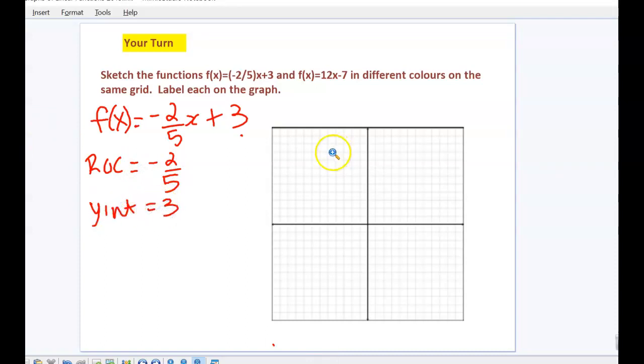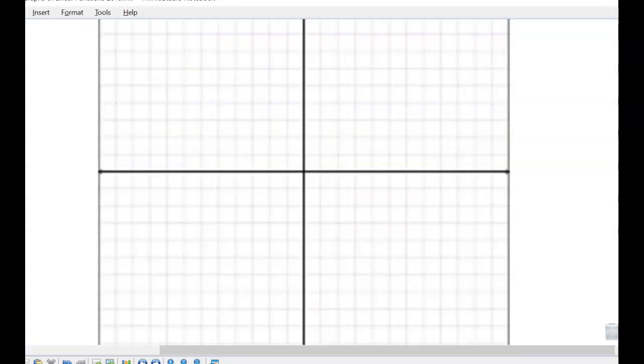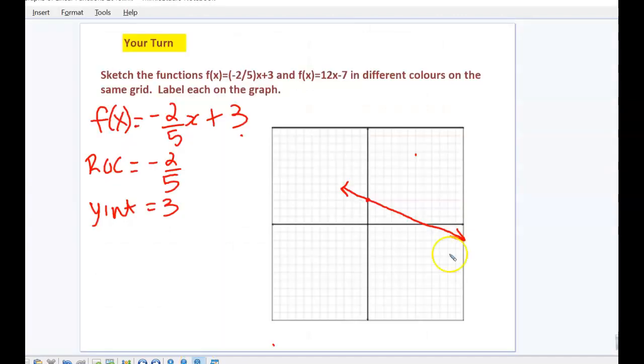So I'm going to start at 3, and my rate of change was -2 over 5, which means I go down 2 and over 5, down 2, over 5. Therefore, I'm going to get a line that looks something like this. And there would be my function f of x. And they wanted us to label that. So this would be the graph f of x is equal to -2 over 5x plus 3.